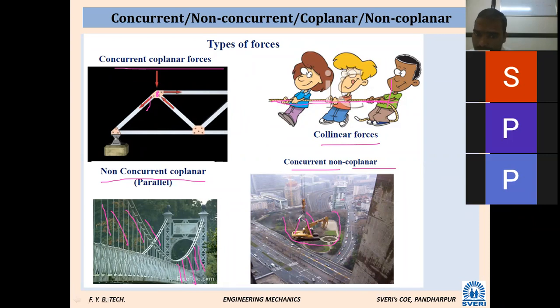Now look, drag the action of this force like this, extend this force like this, extend this force like this. All these forces are meeting at this point. It means what? All the forces are meeting at a point means it is concurrent. This kind of forces are concurrent but non-coplanar. Now how can you write the definition? The forces which are not acting on the same plane but are acting at the same point are called concurrent non-coplanar forces.